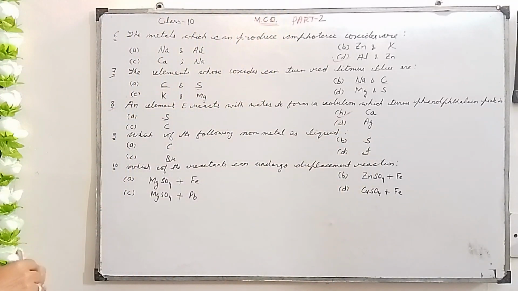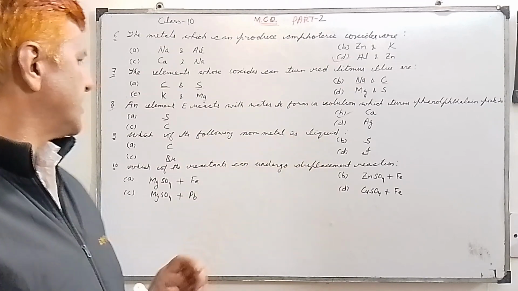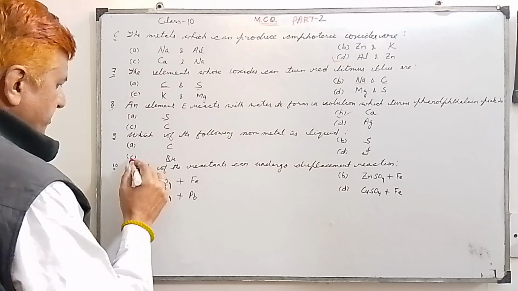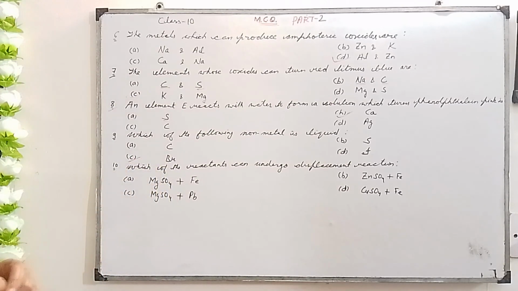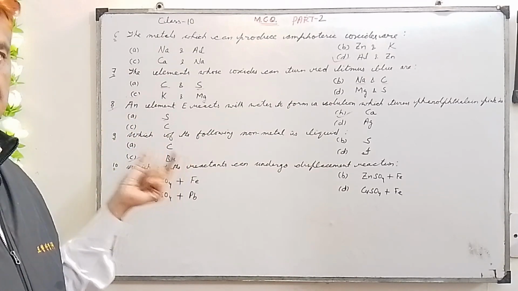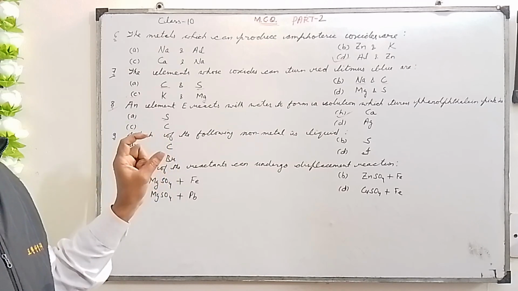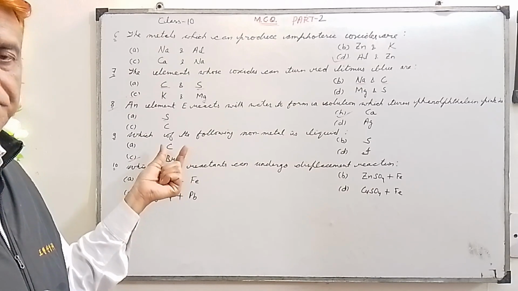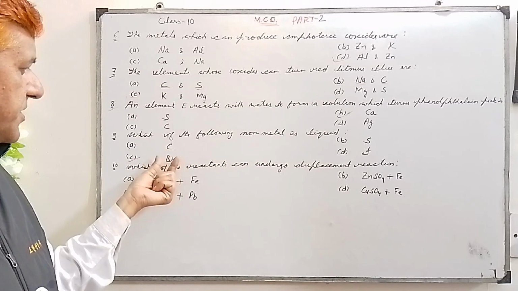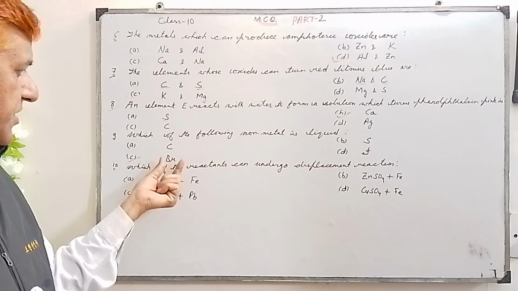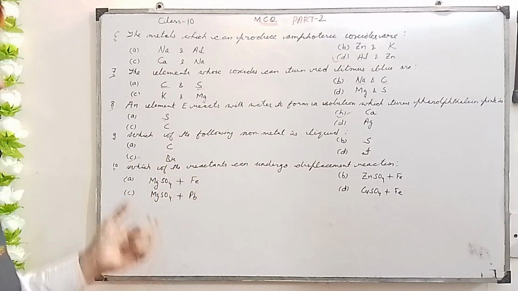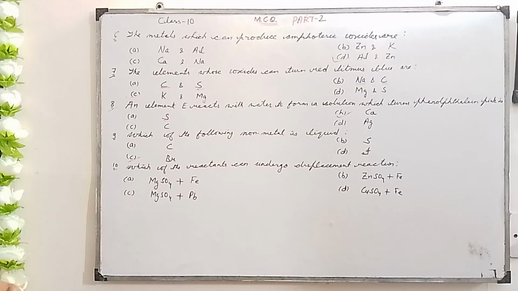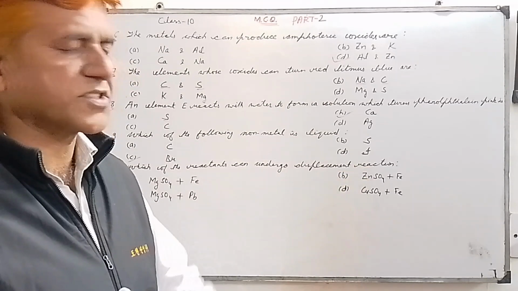Question number 9. Which of the following non-metals is liquid? So carbon, sulfur, bromine and iodine. Always remember that bromine is the only non-metal which is liquid in state. And in metals we have only one metal, which is mercury, which exists in liquid state.